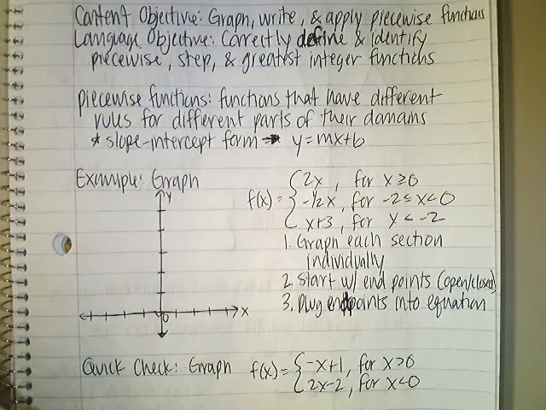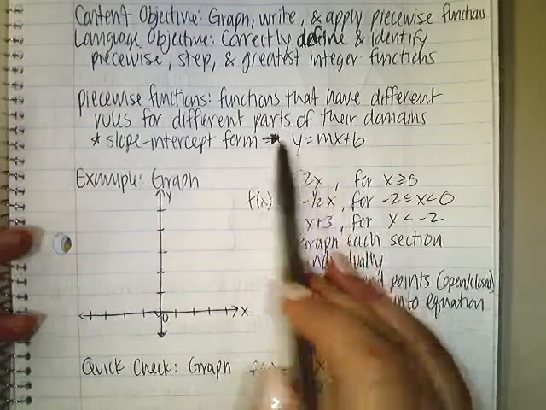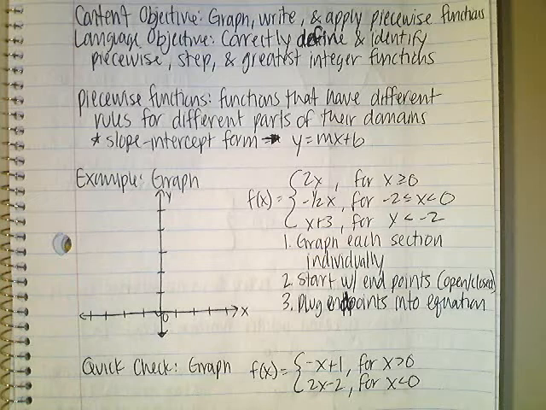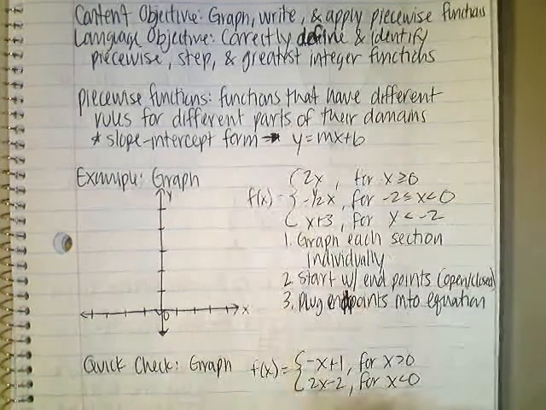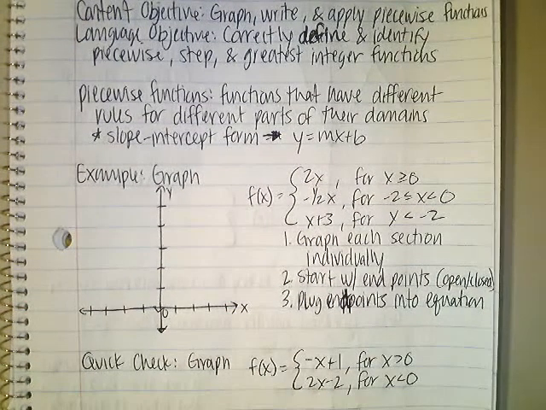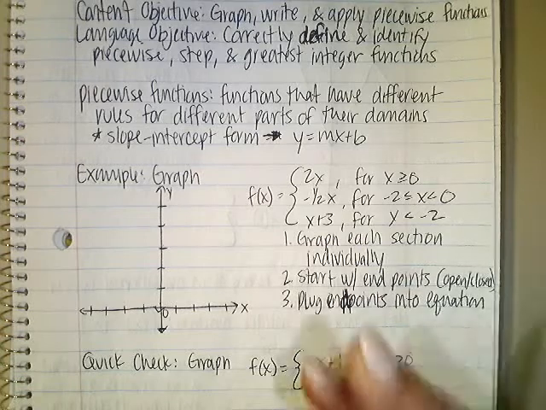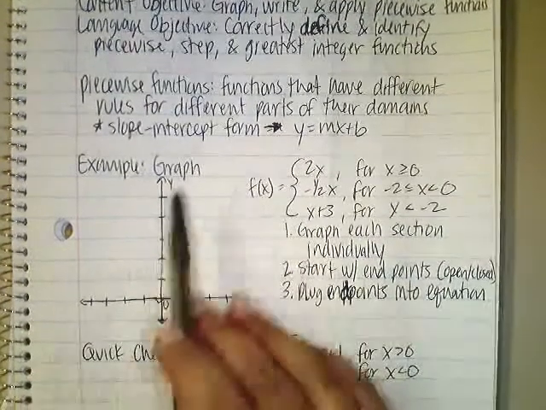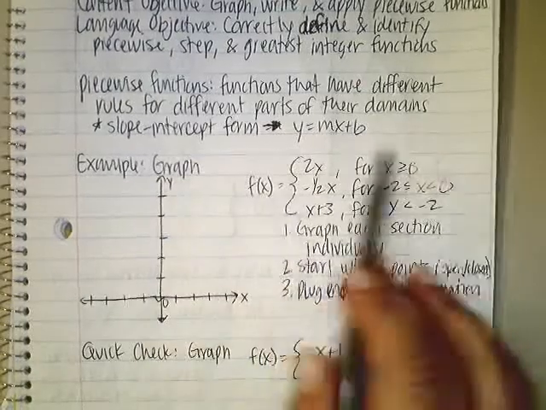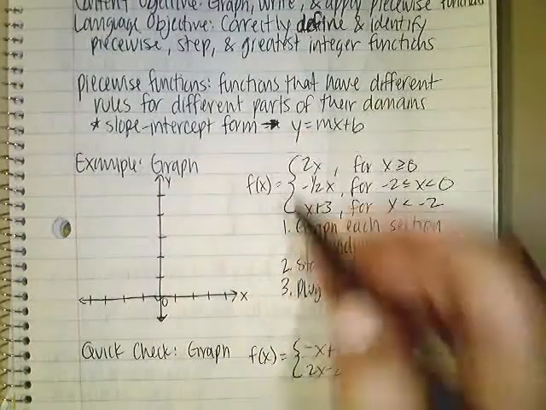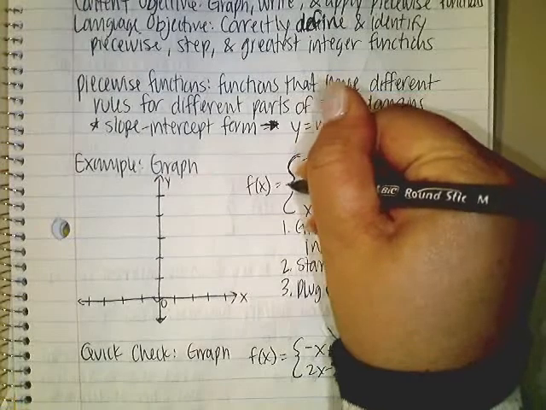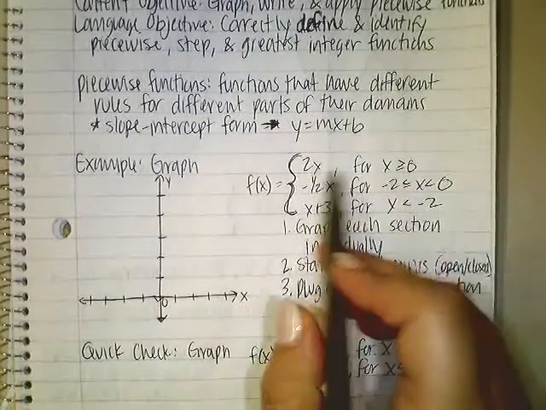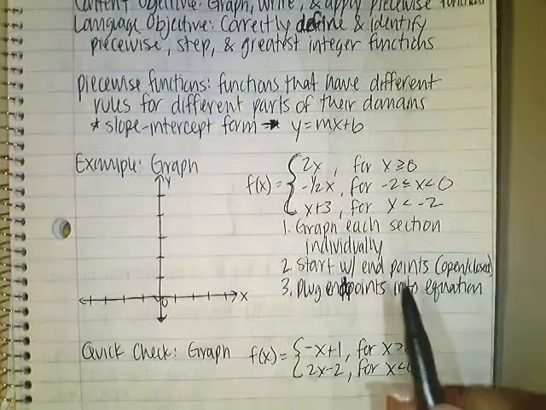Today we're going to focus on piecewise functions that are using linear functions in the form y equals mx plus b, or slope-intercept form. So the ones we're working with today use multiple linear functions in different parts of their domain. Our first example, we're going to graph this piecewise function. Note that you write f of x, you have a curly bracket, and then you have your different rules, and then the domain intervals that rule applies for.